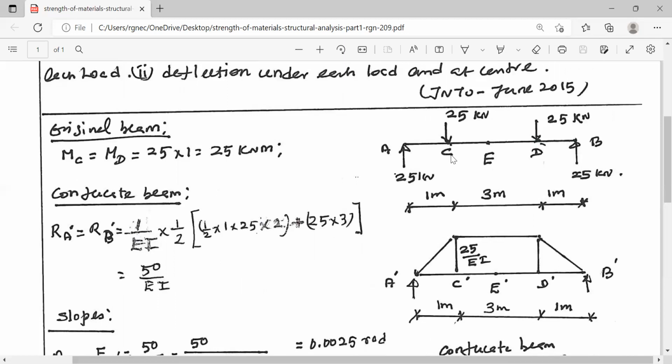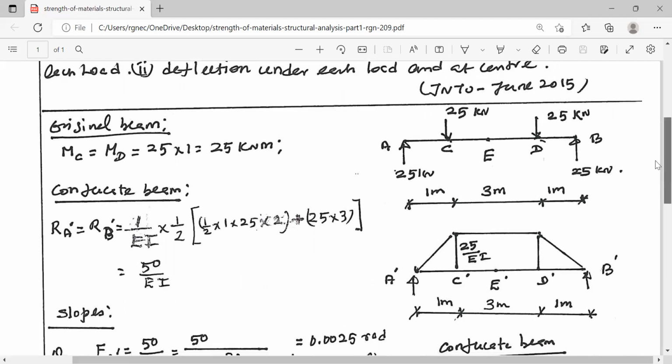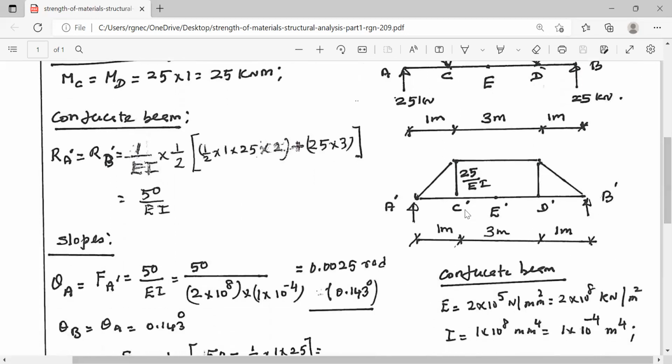Deflection at C is equal to the bending moment at C dash of the conjugate beam. Now, the bending moment at C dash is contributed by two components. One is due to RA dash, for which the lever arm is 1 meter. The other component is due to the triangular load, which is equal to 1/2 into 1 into 25.